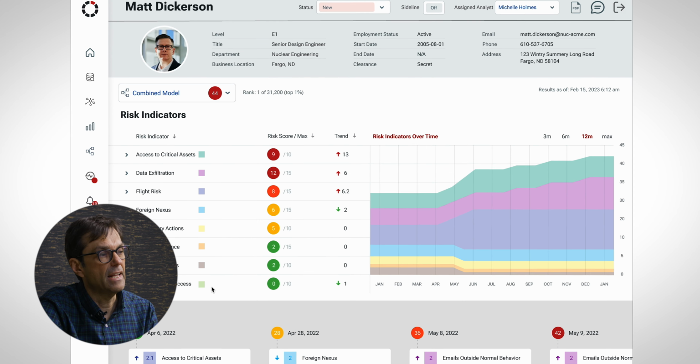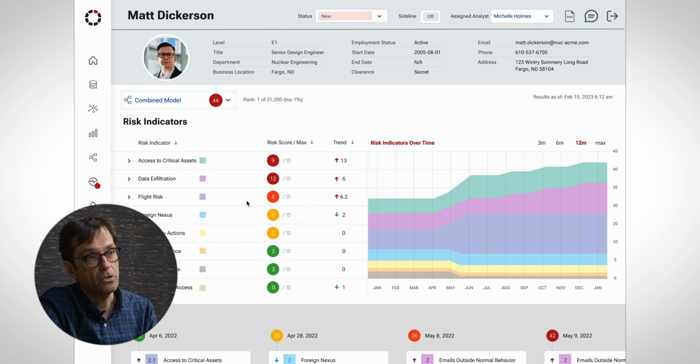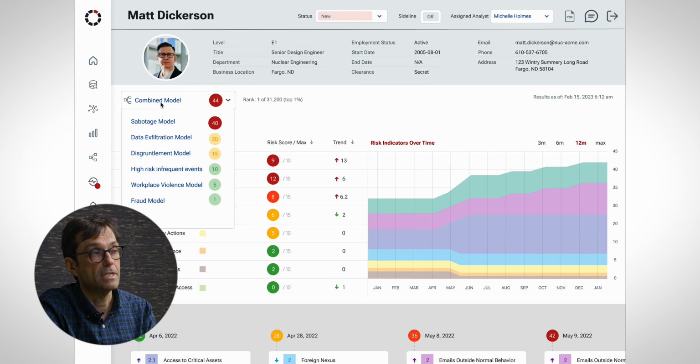Once the individual has been unmasked, you are provided basically with a single pane of glass that gives you all the information as an analyst and be able to assess, what do I want to do next? Is there a response required at this time? So Mr. Dickerson is our person of concern. There's biographical information at the top. There you can toggle between his results of various models.